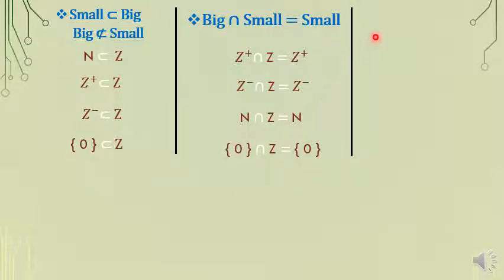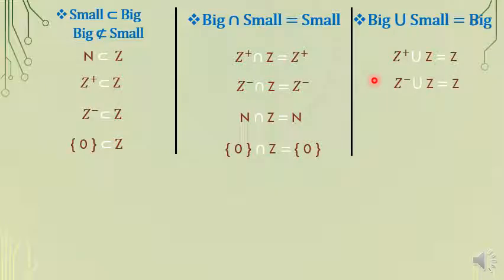And when we have a set that is a subset of another, all the time the big set union the small set will give me the big set. Z positive union Z. Here, where is the big set? The big set here is Z. The sign here is union, so my answer will be Z, the big set. Z negative union Z equals Z, the big set. N union Z equals Z. Set of 0 union Z equals Z.